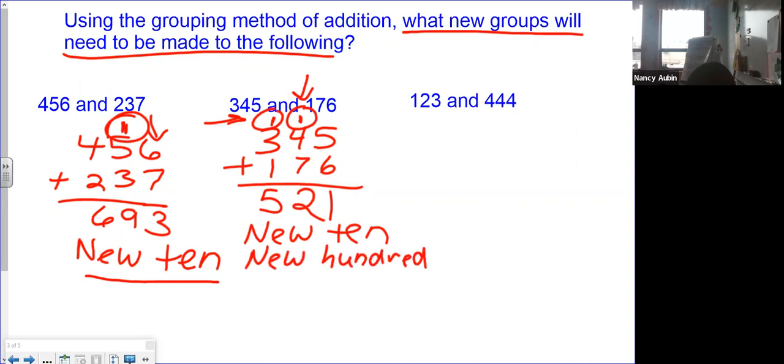All right, you try the next one. Am I going to need to make any new groups? 123 and 444. What new groups will need to be made? Do it on your board.